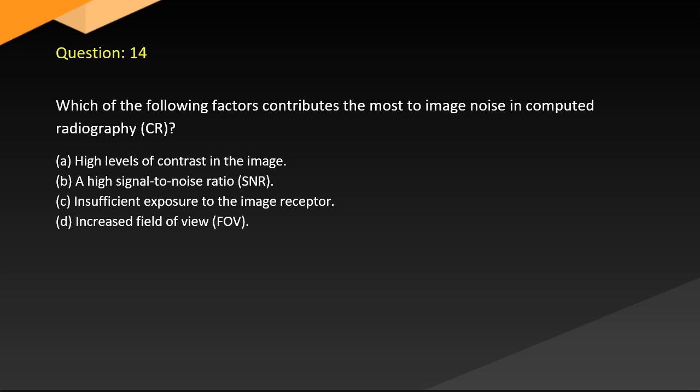Question 14. Which of the following factors contributes the most to image noise in computed radiography, CR? A. High levels of contrast in the image. B. A high signal-to-noise ratio, SNR. C. Insufficient exposure to the image receptor. D. Increased field of view, FOV.